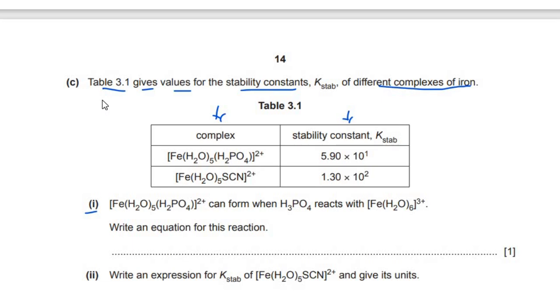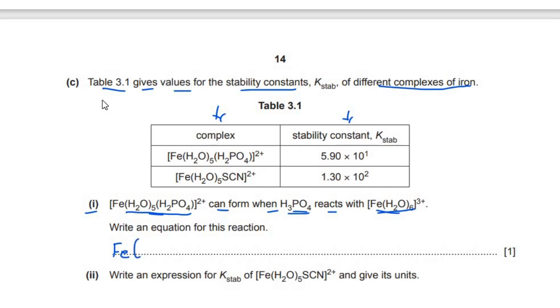Here the question says this is a complex and it can form when H3PO4, that is phosphoric acid, reacts with the hexahydrated iron complex. So write an equation for this reaction. So obviously we know that this and this are the reactants and this is one of the products. So let's start with that.